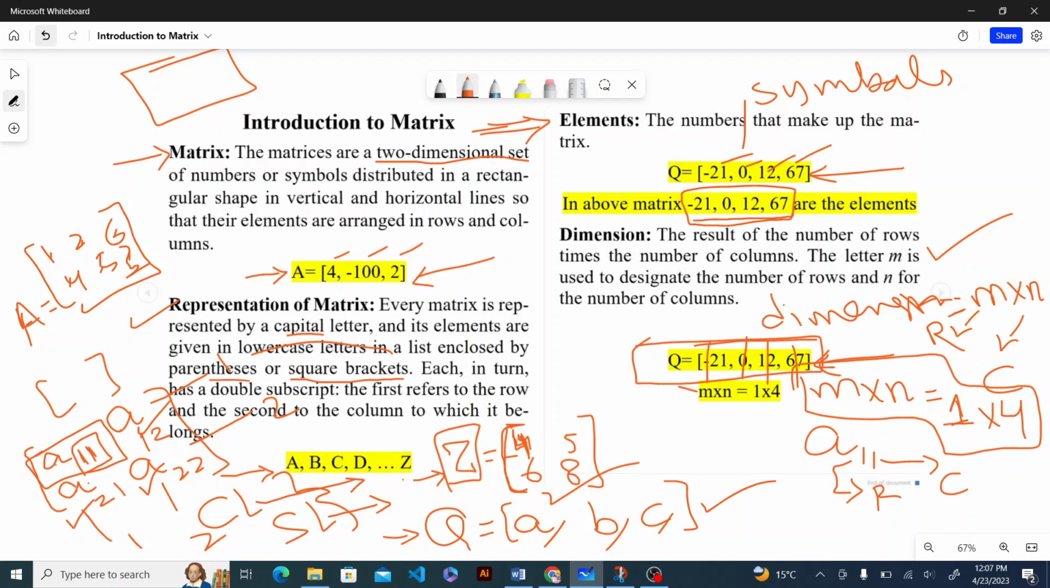So this was the introduction to matrix, because in this introduction I have taught you some basic concepts. First of all, what a matrix is, then representation of a matrix and elements, and what the dimension of a matrix is. These are some important concepts which you have to learn before solving matrix related problems. I hope you must have understood it, because it was very simple.